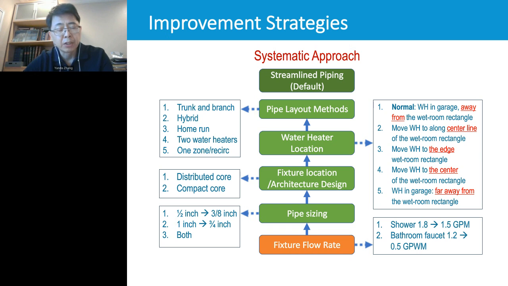One is to reduce 1/2-inch pipe to 3/8. And then for the 1-inch pipe, we reduce them to 3/4 inch. In Jeff's earlier discussion, he discussed it's possible, right? You can use the UPC Appendix M method to do that. And then we consider the option of reducing both small pipes and large pipes. And then towards the end, we consider the impact of low flow fixtures. And we considered reducing shower flow from 1.8 GPM, which is the current California standard, to 1.5 GPM, and reducing bathroom faucet from 1.2 to 0.5 GPM.